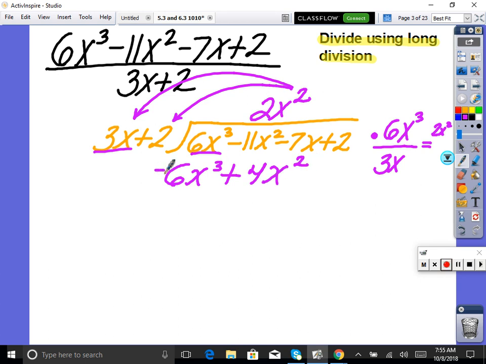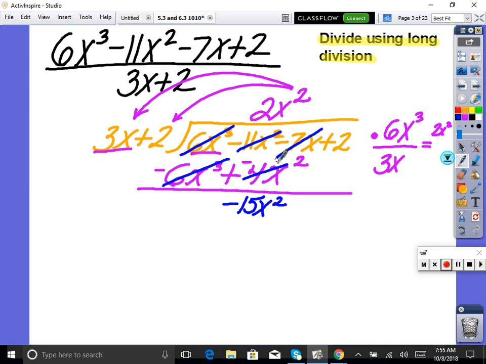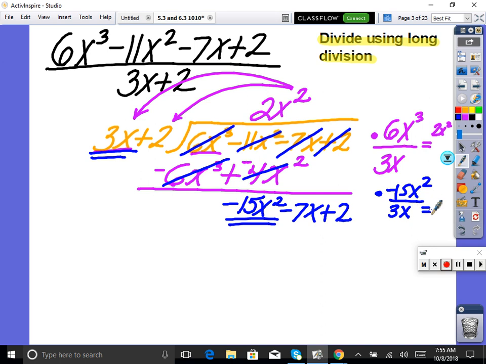Now we have to remember to change the sign, and add straight down. The 6x cubed are gone, which is what we needed. And then negative 11x squared minus 4x squared is negative 15x squared. Then I have a minus 7x. Then I have a plus 2. And now we're just doing our leading term again. Our leading term, bullet point. Negative 15x squared divided by 3x is negative 5x. That's what goes on top.